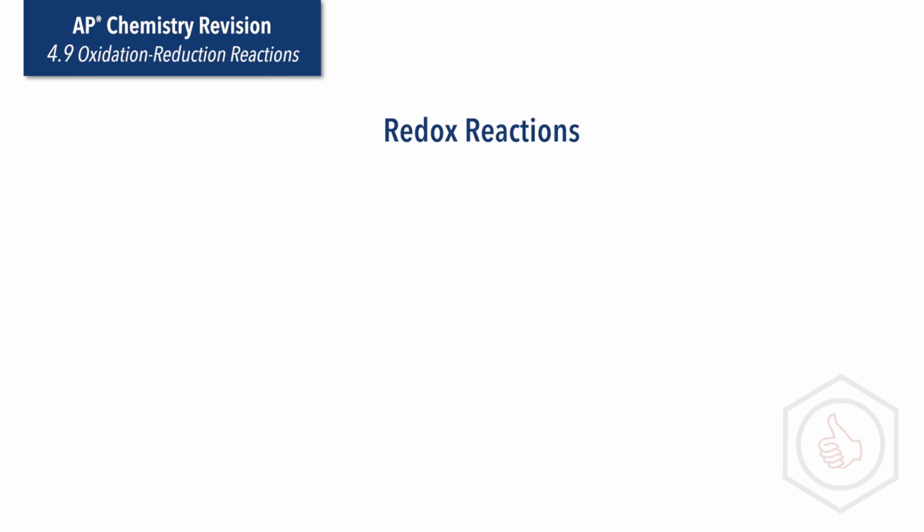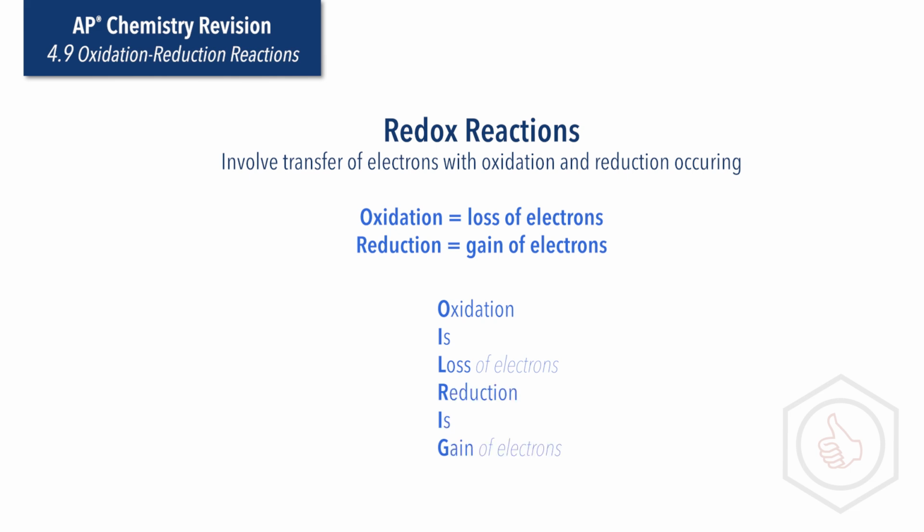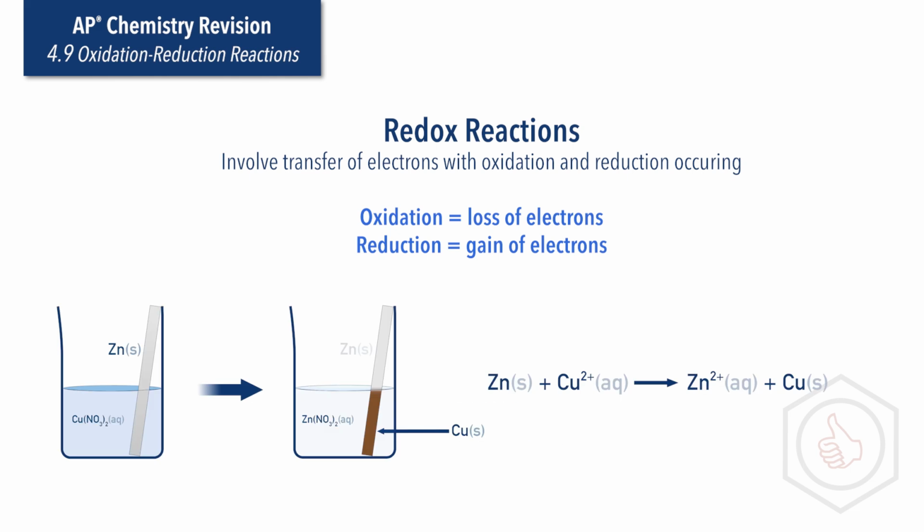A redox reaction involves the transfer of electrons between two species. The species that loses electrons undergoes oxidation, and the species that gains electrons undergoes reduction. You can remember this as OIL RIG. Oxidation is loss of electrons, and reduction is gain of electrons. So for example, with the reaction between zinc and copper ions, zinc loses 2 electrons and gets oxidized, and the copper ions gain 2 electrons and get reduced.